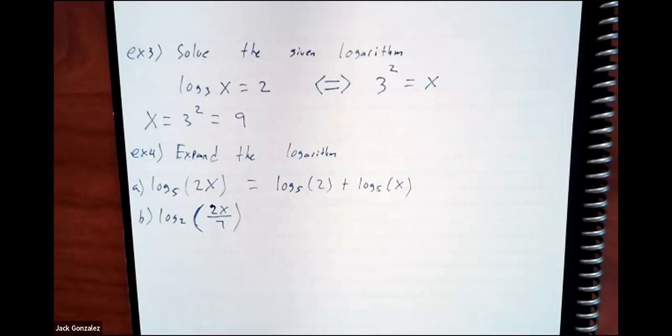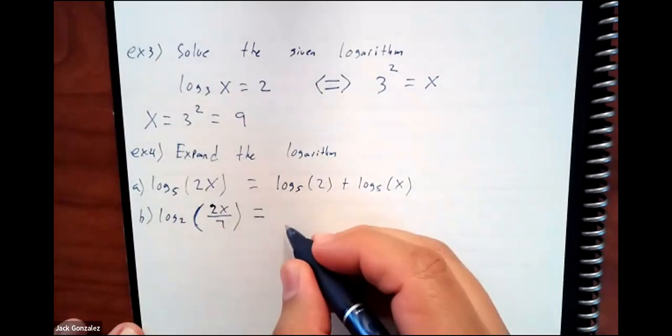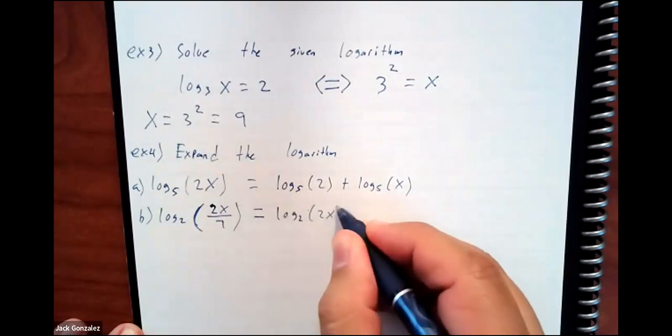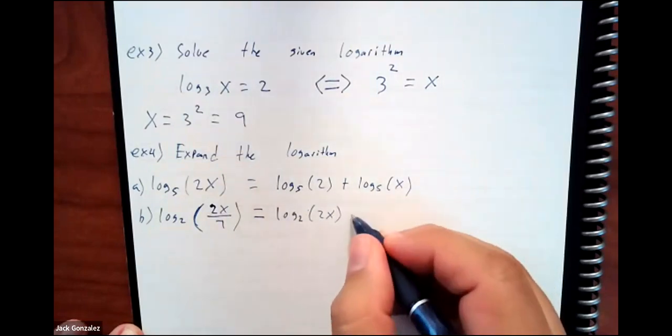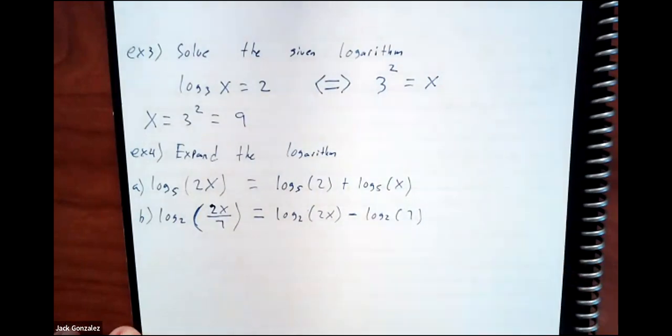So here you have a product on top and then a denominator on the bottom. So now you're gonna use the quotient property. So the top part is the first part, right? And then minus whatever's on the bottom. That makes sense?